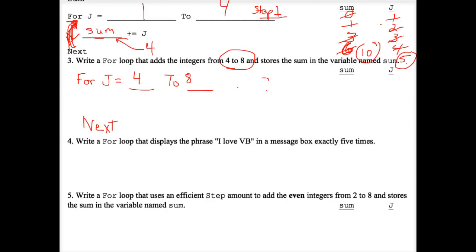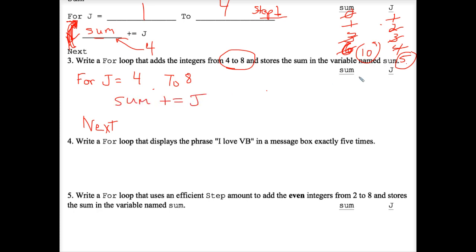So if I want to add up the numbers 4 to 8, you'd want to go step 1. And don't write step 1 since it's the default. That just annoys me. I mean, I won't take points off, but don't write step 1 because everybody knows everything's step 1 by default. We want sum plus equals j here because that's how these accumulator statements work.